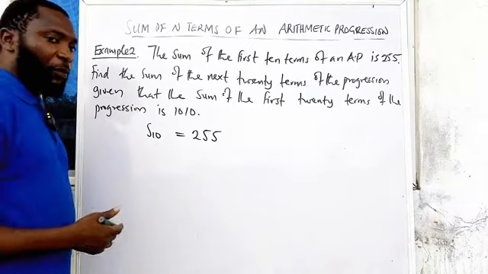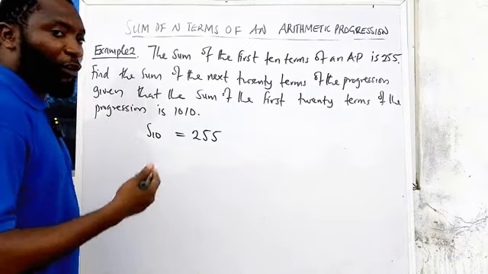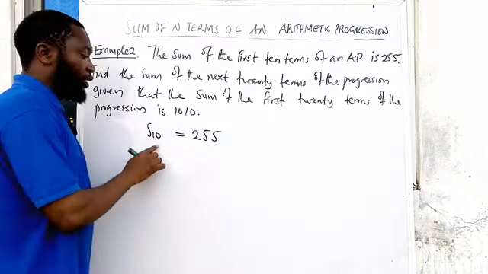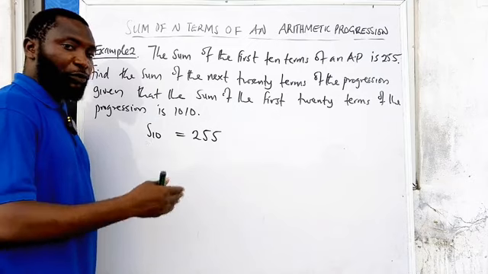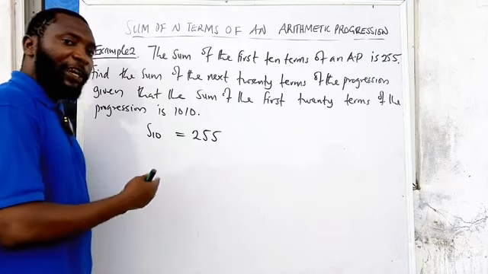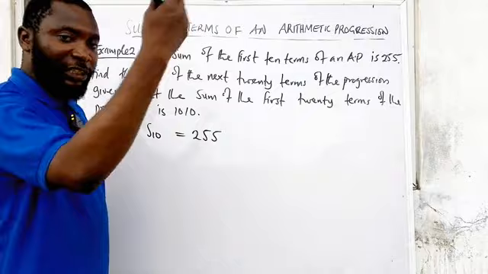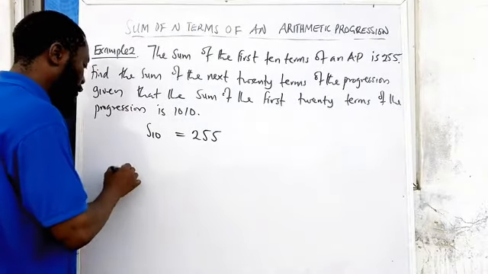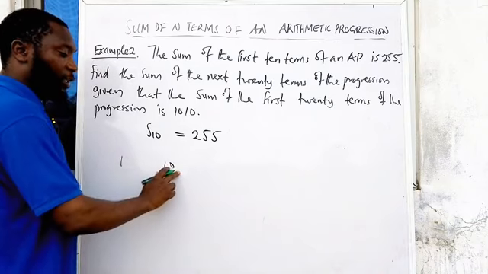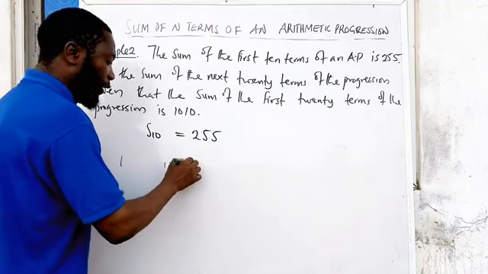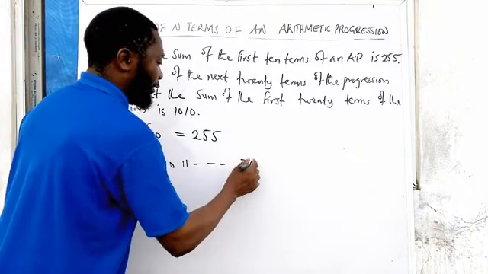We find the sum of the what? Next 20 terms of the progression. Meaning, after 10, the next term will be, after the 10th term, that will be the 11th term. So now from 11 to 30 will be the next 20. 1 to 10. Then the next 20 will now be from 11 to 30.